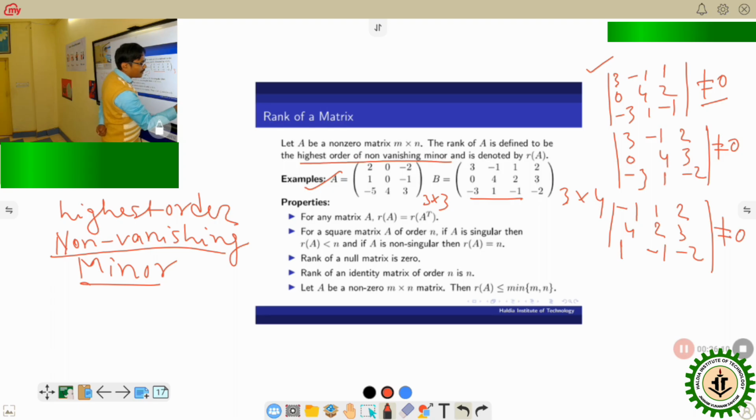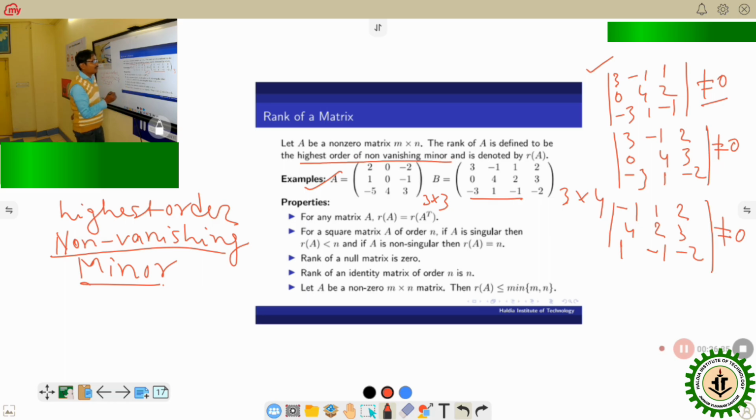So if all the 3rd-order minors are 0, then you go to the next highest, that means the 2nd-order minor. Here you can check this 3 cross 3 determinant. Assume that these 3 cross 3 determinants are 0. That's why it is the highest order, but it is a vanishing minor. Next, go to the 2nd-order minor.